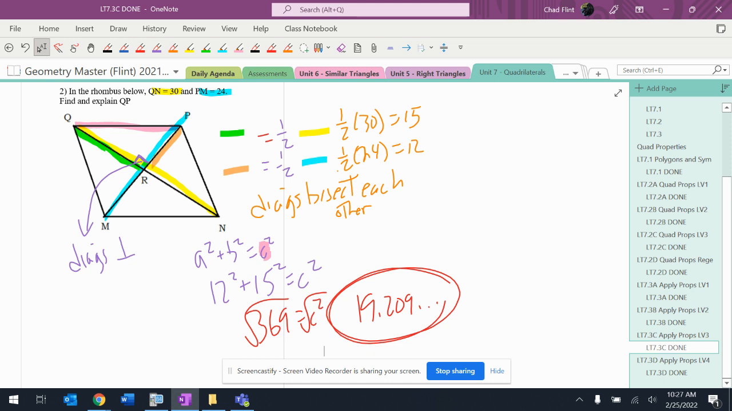All right, so that's how that one works. Again, I'm going to say this one more time. That has been the most common Regents question lately. Doesn't mean that it's going to happen again, but it's the most common Regents question.